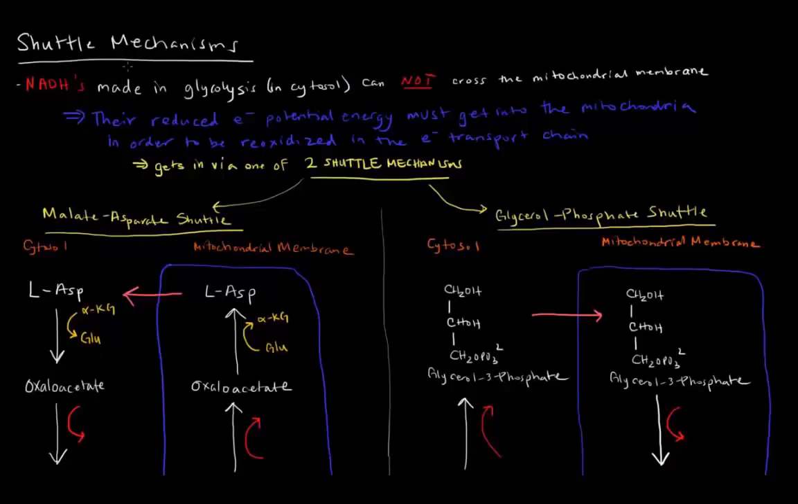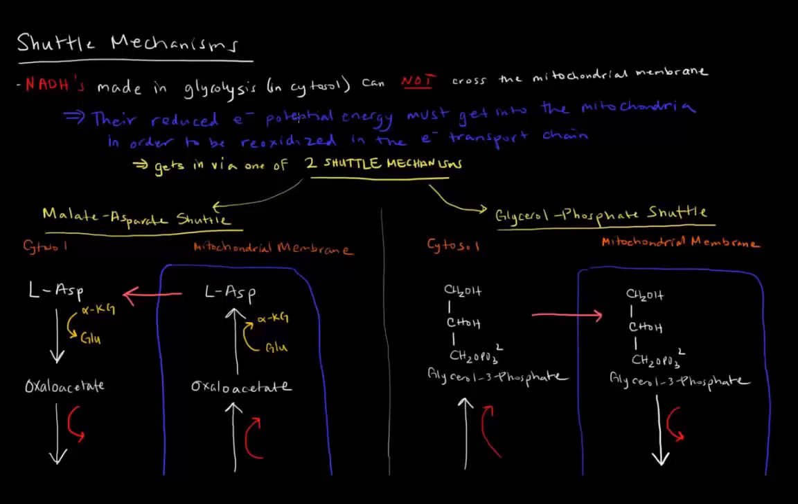In the last video I mentioned shuttle mechanisms as the reasons why NADHs that are made in glycolysis could be valued at 1.5 or 2.5 ATP. So the NADHs made in glycolysis, which happens in the cytosol, cannot cross the mitochondrial membrane. Their reduced electron and potential energy needs to get into the mitochondria.